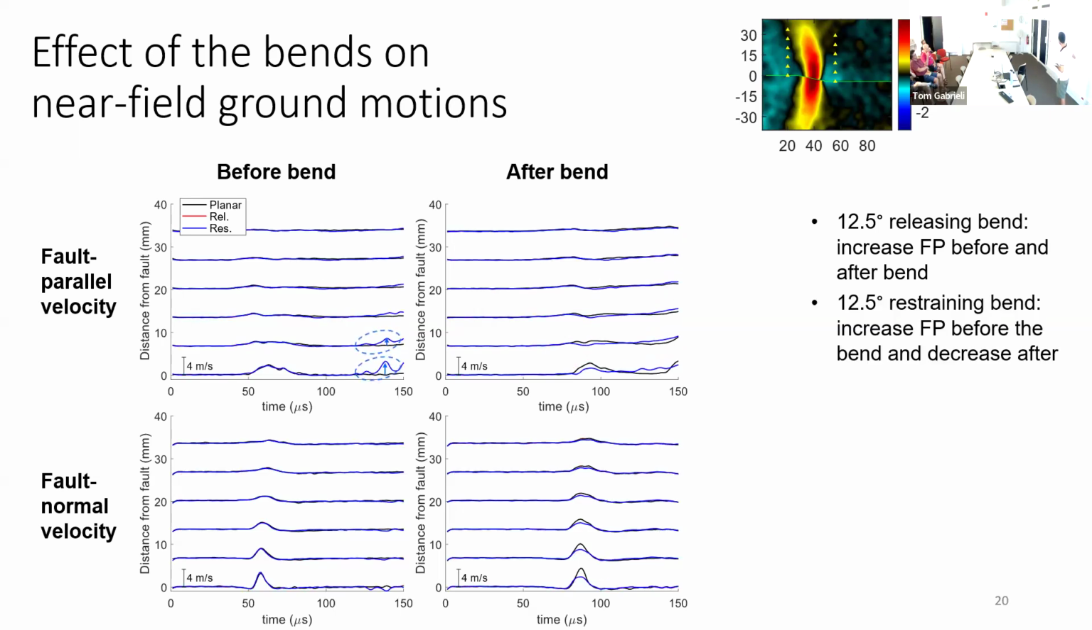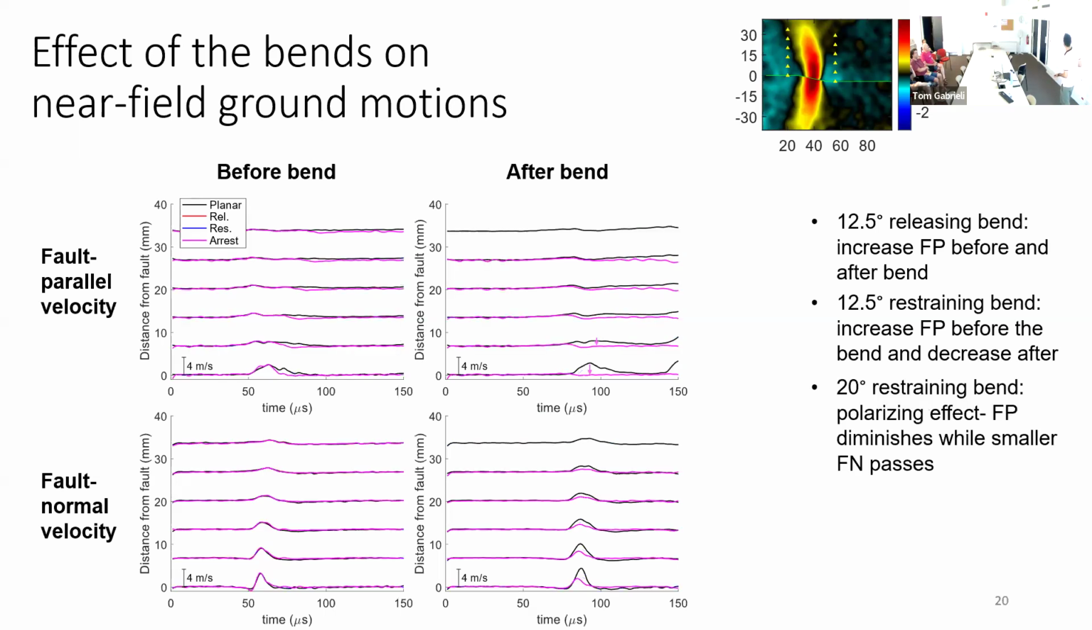For a 12.5 restraining band, we see that the signal is largely the same to planar, but before the band, we see these two peaks, 1 and 2, which are the backward propagated supershear ruptures that cause very intense but short amplifications before the band.